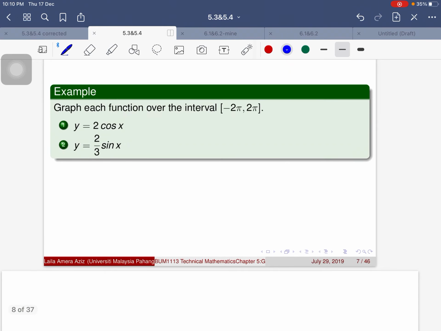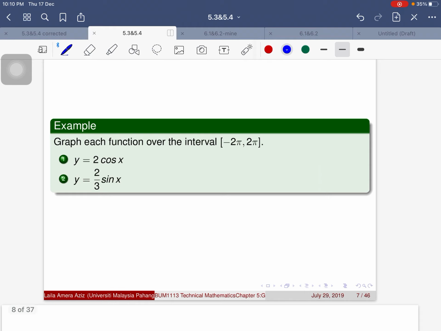Okay, so now the question says, graph each function over the interval from negative 2 pi to 2 pi. So now I'm going to sketch a graph of y equal 2 cos of x and y equal 2 over 3 sine of x. So now let's sketch both of them.